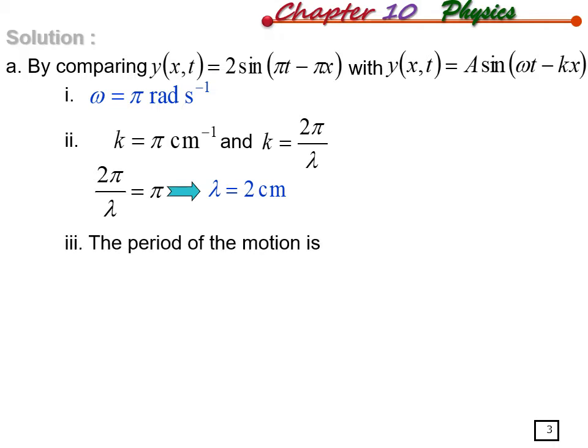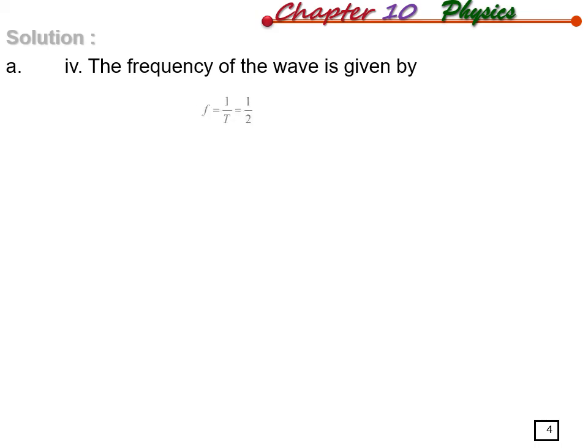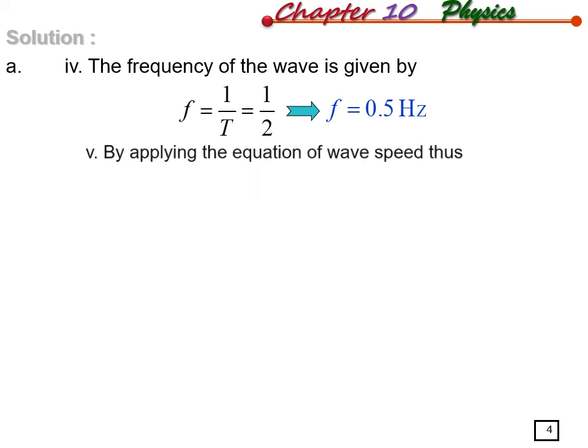For the period of the motion, from ω we can calculate the period, where ω is equivalent to 2π over T. Here ω is given as π, so the period is 2 seconds. For the frequency of the wave, we already determined the period, so from there the frequency is 0.5 Hertz.